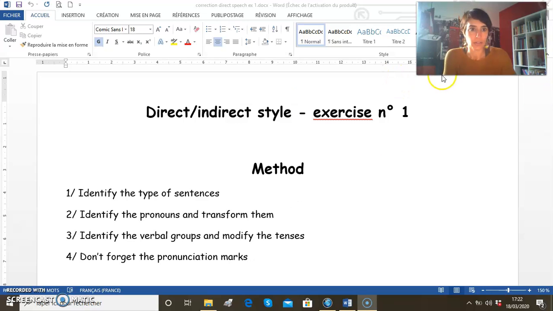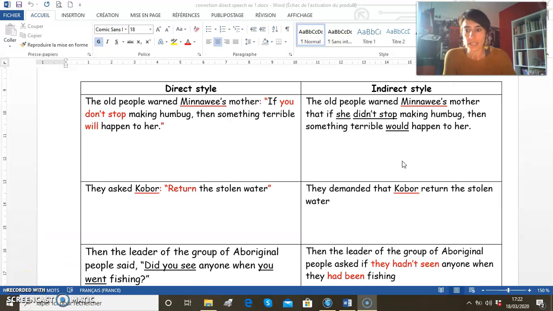So if we start the correction of the exercise, in the first example, you've got the introductory sentence, which is the old people warn Minawi's mother. And then you've got the punctuation marks, the colon, and the quotation marks. You've got then to think about the pronoun. So the pronoun here is she, and if you visualize the situation, the old people are talking to Minawi's mother, so they are addressing her as a you.